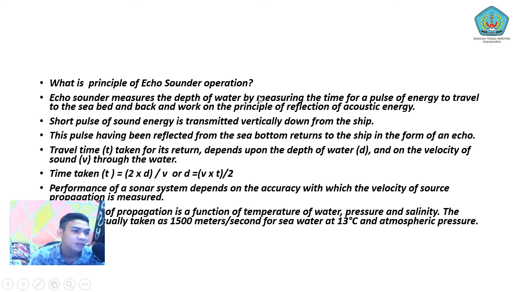Okay, what is the principle of Echosounder operation? Echosounder measures the depth of water by measuring the time for a pulse of energy to travel to the seabed and back, and works on the principle of reflection of acoustic energy. A short pulse of sound energy is transmitted vertically down from the ship. This pulse, having been reflected from the sea bottom, returns to the ship in the form of an echo.